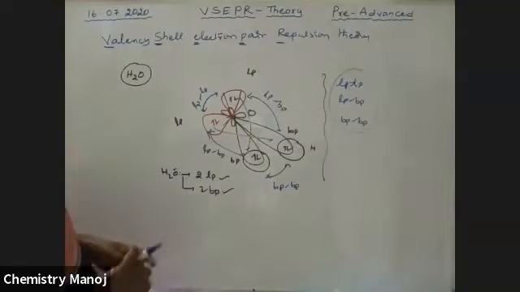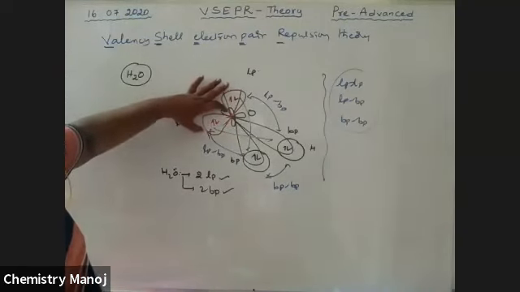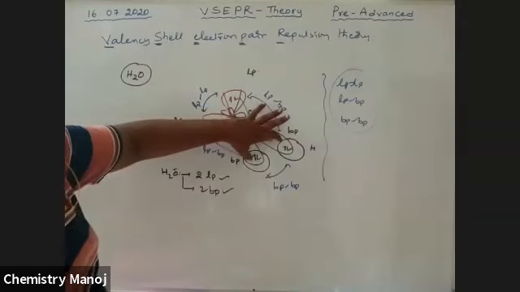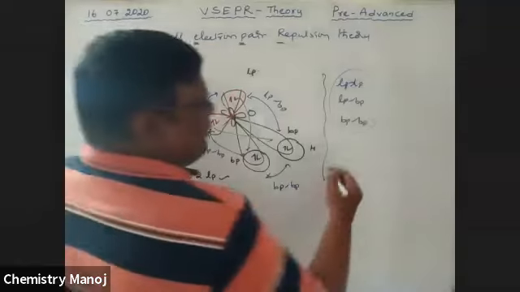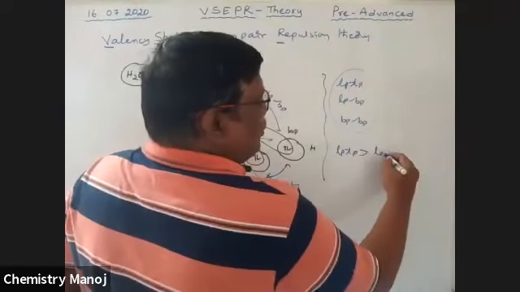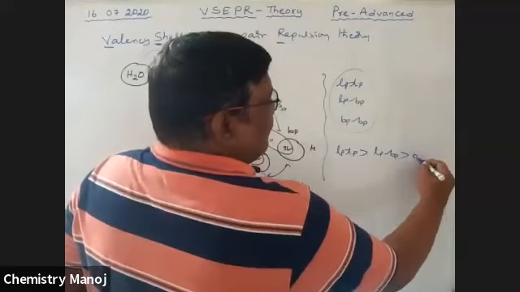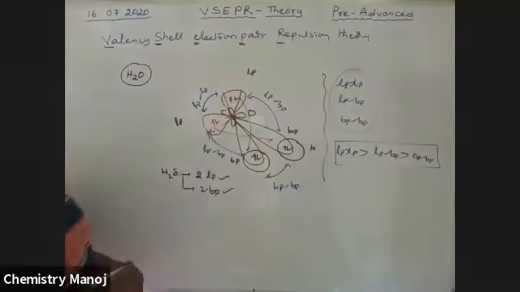So practically we proved that when these are very near to each other, the repulsions are very high. When these are far away from each other, repulsions are low. So these are the repulsions. That means the order of repulsions is lone pair-lone pair repulsions greater than lone pair-bond pair repulsions greater than bond pair repulsions. And this is the order of repulsions.